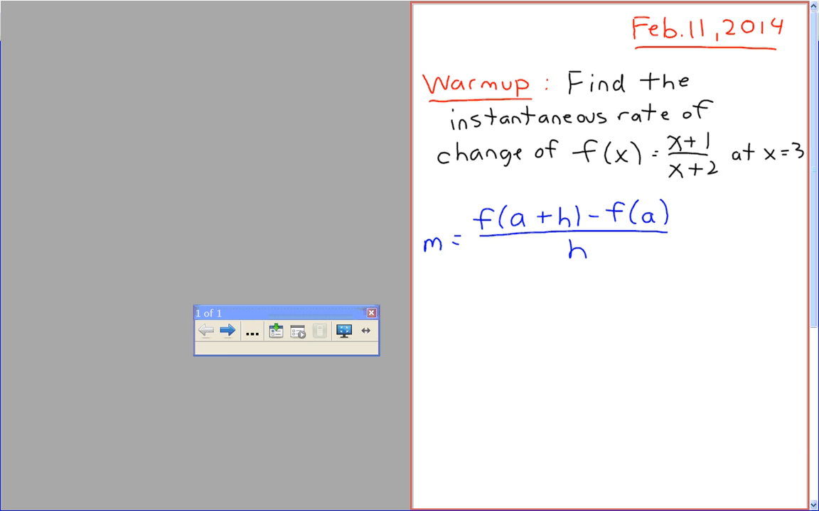Dakota, can you sub some stuff in for me, please? Sure. Bracket A plus H plus 1 over bracket A plus H plus 2, minus A plus 1 over A plus 2, all over H.